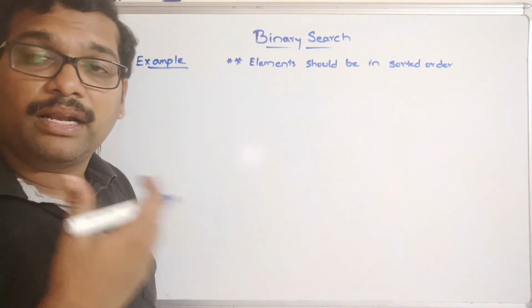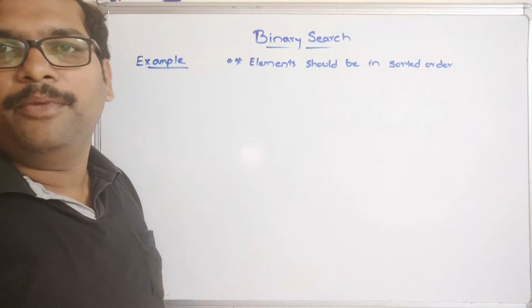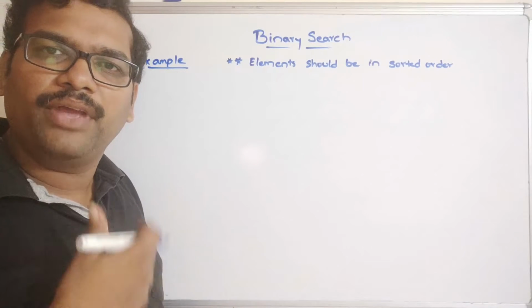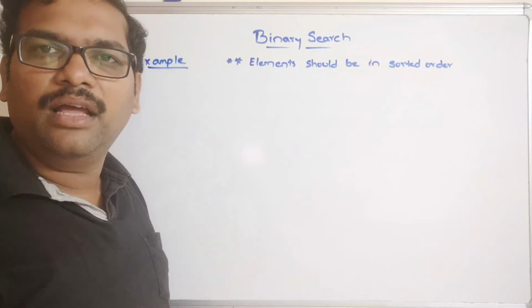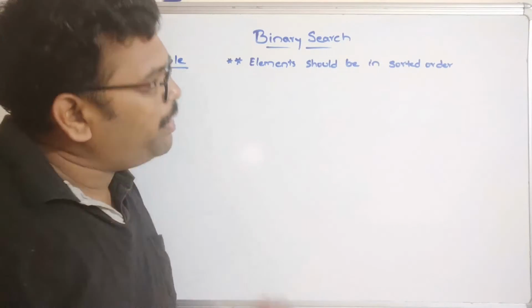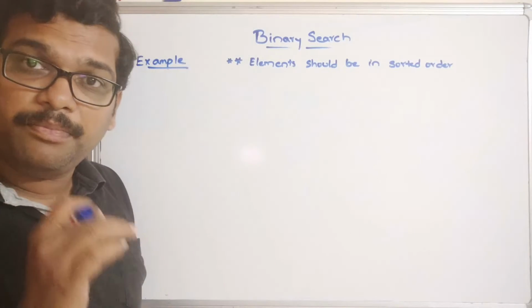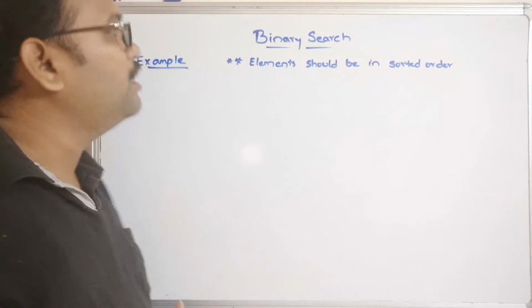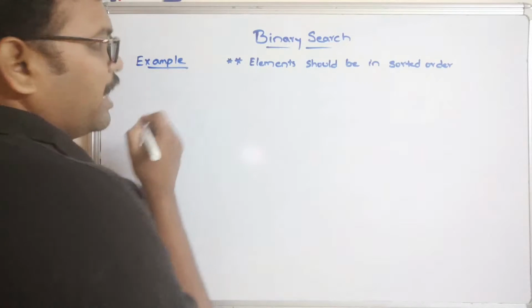And if you are moving with the other one, linear search, there are no constraints. The elements can be in any order, and we can still perform the linear search. But coming to binary search, make sure that the elements are in sorted order before starting the binary search. Now consider an example.